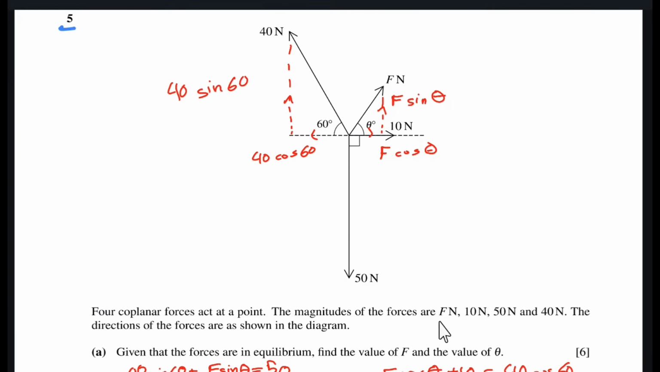As we know the value of theta, we can substitute it in either of these equations to find the value of F, that is 18.3 Newtons. And you must mention the units, that is Newton, and for theta it is degree.